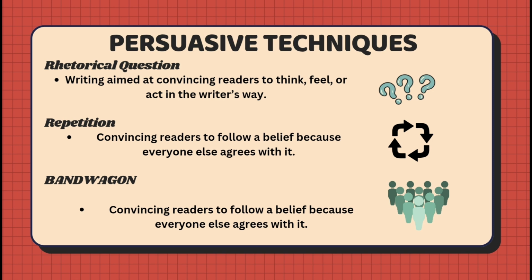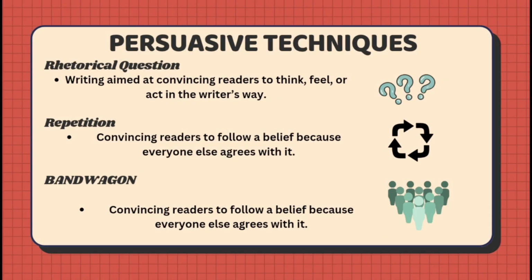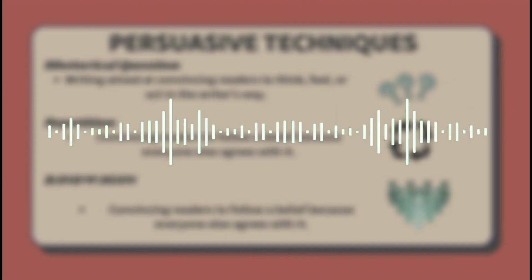Next is repetition. This repeats keywords or phrases to make the message more memorable. An example of repetition is, Buy now, save now, and live better now. Next is bandwagon. This convinces readers to follow a belief because everyone else does it and everyone else agrees with it. An example of bandwagon is, 9 out of 10 students got higher grades with the modular setup.